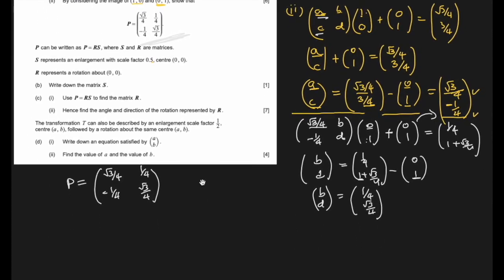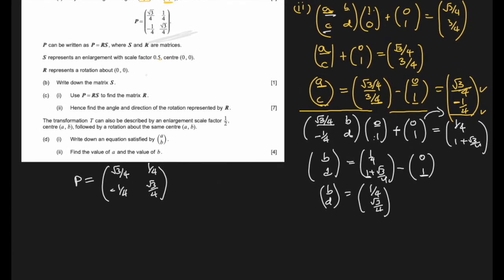P can be written as P equal to RS, where S and R are matrices. S represents an enlargement with a scale of 0.5, center 0, 0. So scale is 0.5, so we can write S equal to 0.5. Can I multiply this with a unit matrix? Like this. So if 0.5 multiplies with this, it becomes 0.5, 0, 0, 0.5. And now it is a matrix because they said S is a matrix and we have to write matrix S, which can be written as this one.